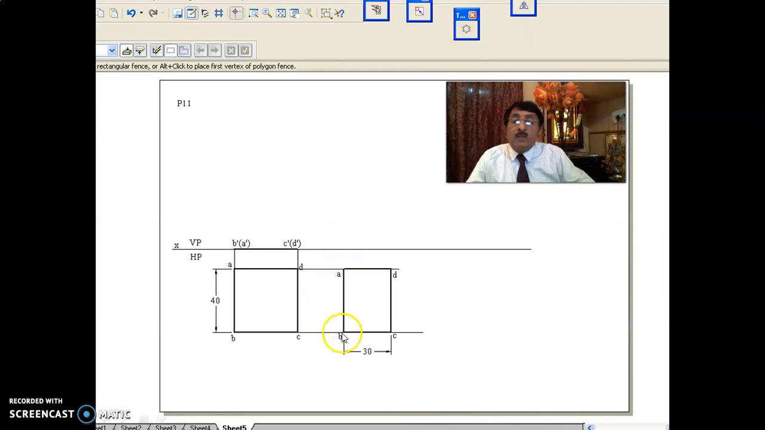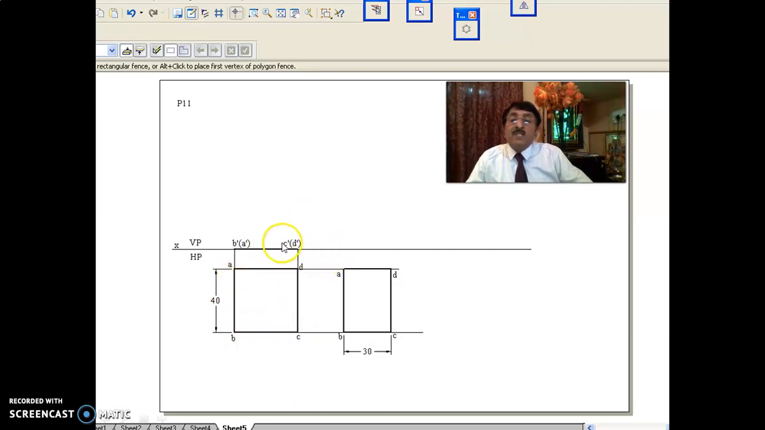This 40 anyway won't change. This 30 I'll do. A, B, C, D I'll complete. Now, as you know, it is edge on HP. First stage front view and second stage front view should be the same because AD or BC is parallel to VP, and you are rotating it parallel to VP only. As a result, this length will be this length.